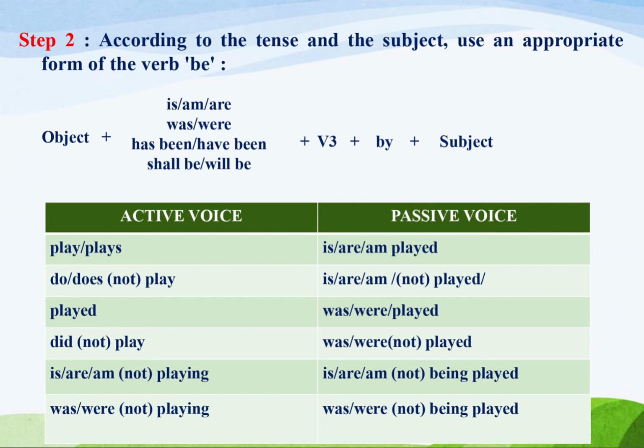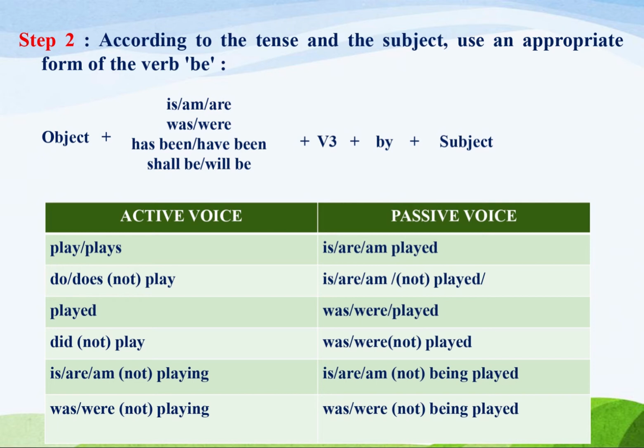Played is the verb, the third form of the verb. Similarly, do, does, play; is, are, am, played. Now coming to the past form, the word played gets converted into was, were, played. Did not: if we take the negative sentences, the examples are also given in it. Did not play.